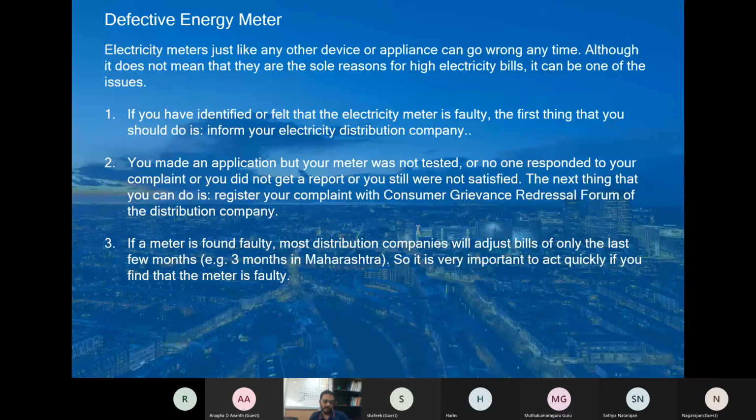If a meter is found faulty, most distribution companies will adjust bills of only the last few months. For example, in Maharashtra, it's only for 3 months. So it is very important to act quickly if you find that the meter is faulty. Similarly, the companies can recover bills for only a few months. Again, in Maharashtra, it's only 3 months, and in Karnataka, it's 2 months, I guess. If the meter has stopped working completely, do not wait long to get the meter tested. If you feel that the meter is giving wrong readings, just give it for testing and then follow the procedures.